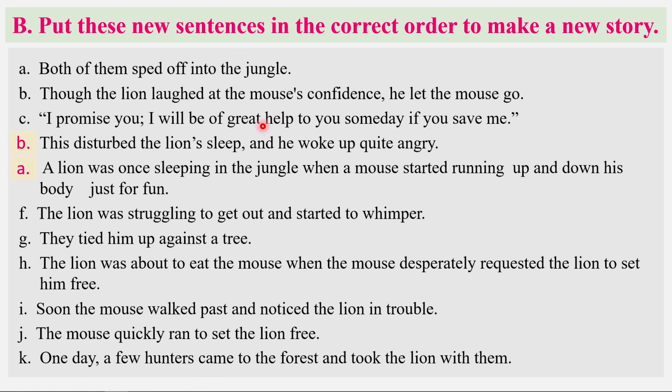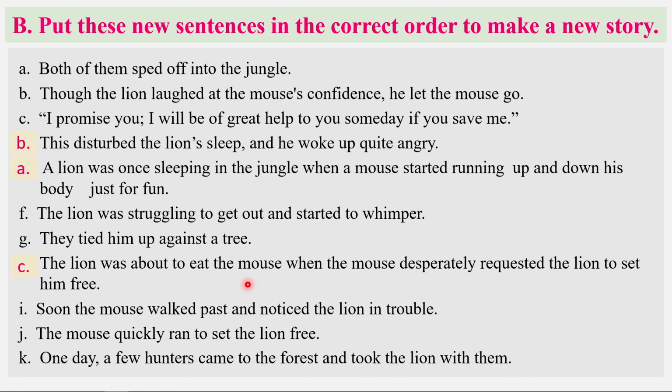Now let's find number C. Okay, this is number C: The lion was about to eat the mouse when the mouse desperately requested the lion to set him free. Yes, the mouse was caught by the lion and about to be eaten, but the mouse requested the lion to set him free. Okay, this is the third one.